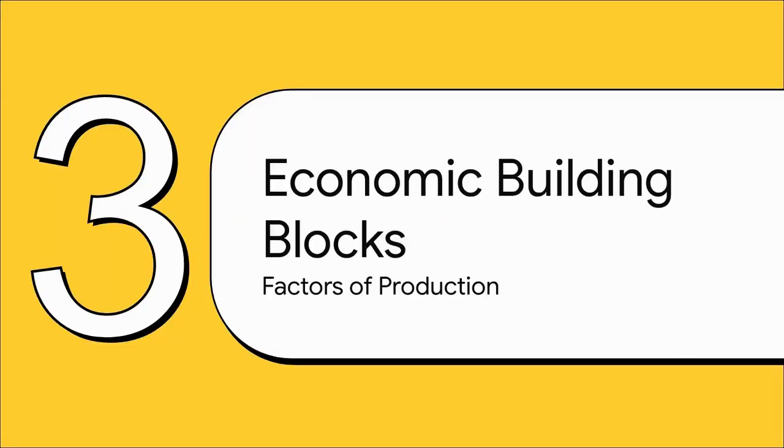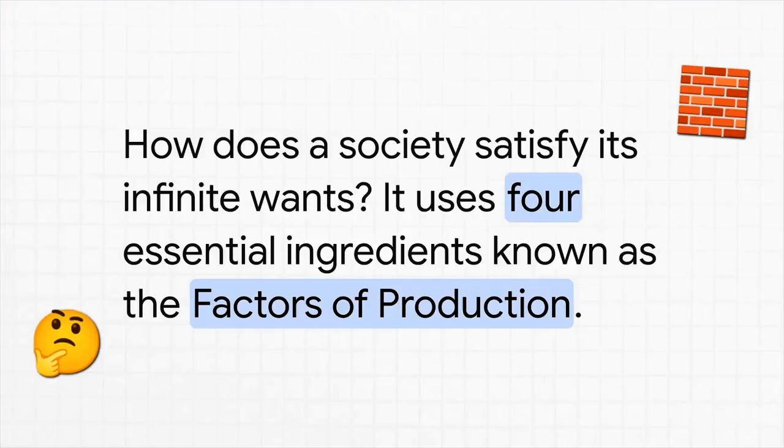Okay, so that's us as individuals. We get it. But what about a whole society? How does an entire country try to solve this problem of scarcity and produce all the stuff we want and need? Well, it turns out that every economy, whether it's a tiny village or a global superpower, basically has a recipe. It uses 4 essential ingredients to cook up everything we consume, from our smartphones to our sandwiches. And these are called the factors of production.